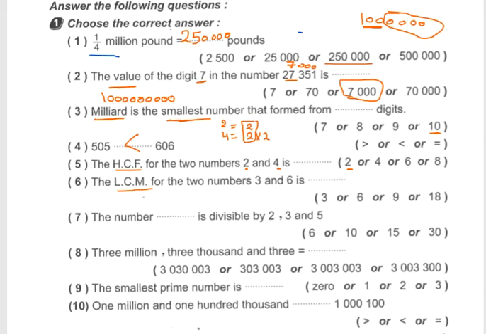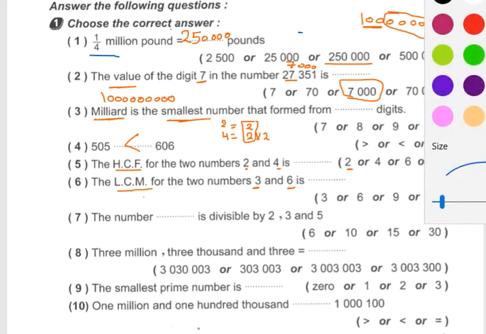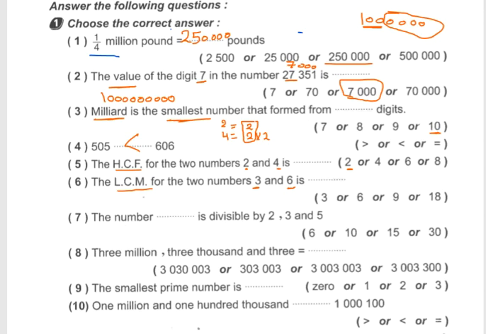Lowest common multiple of two numbers 3 and 6. We can factorize 3, and here 6. 3 equals 3, and 6 will be 3 times 2. The lowest common multiple of these numbers will be 3 times 2. 3 times 2 equals 6.